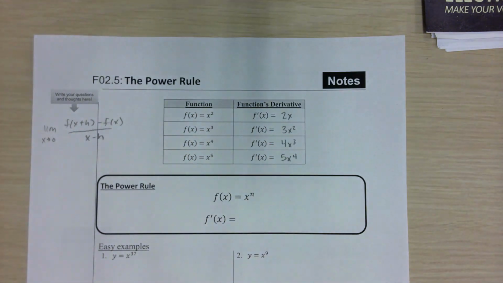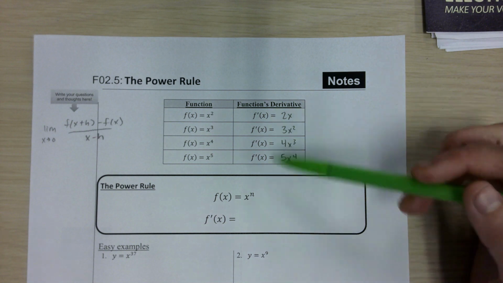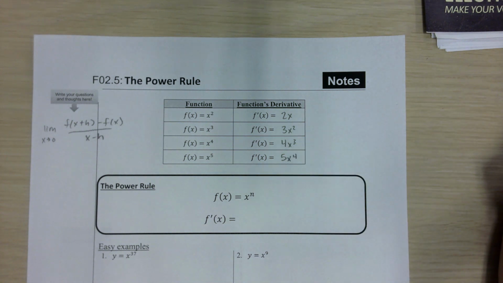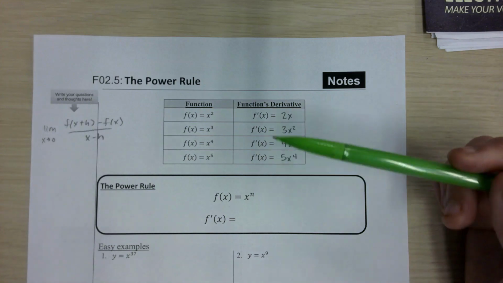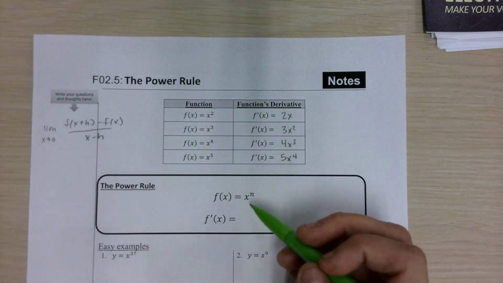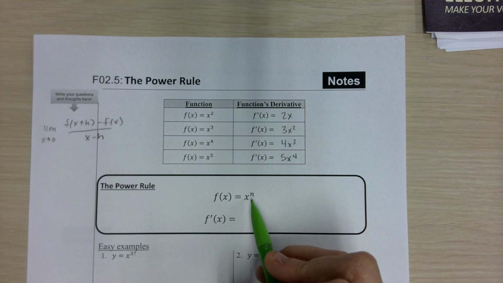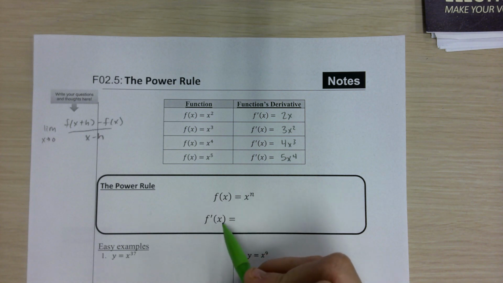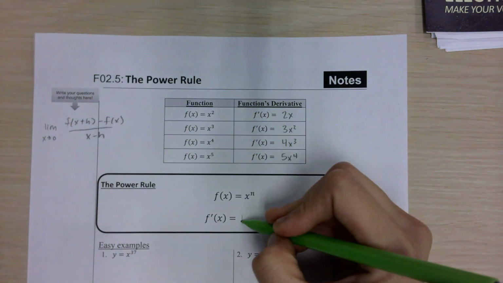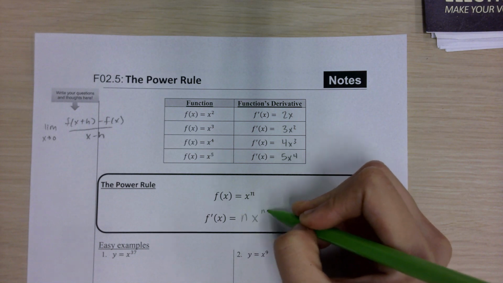If you don't already know this pattern, you can pause the video and try to figure out what the pattern is. But if you do already know it, the power rule, we have a generic form, right? f of x equals x to the power of n. f prime of x is nx to the n minus 1.